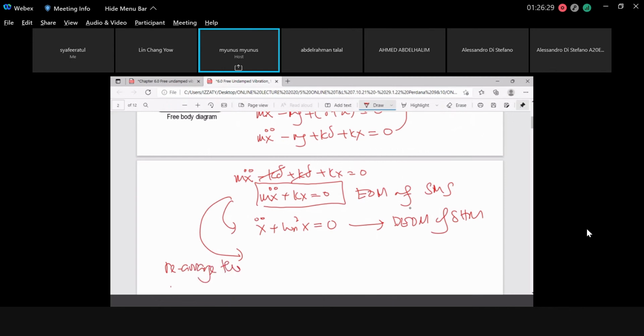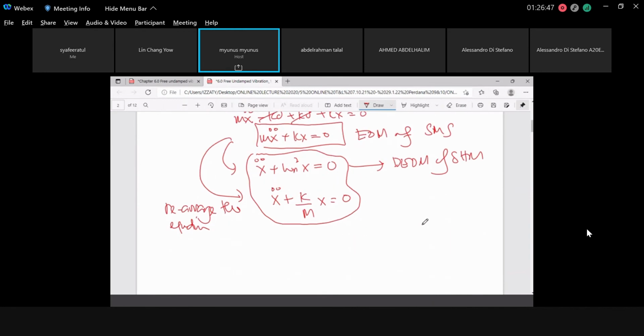How do you arrange the equation? This one, yeah? X double dot plus, bring the m under k, yeah? k over m x equal to 0. So these two equations now look alike, isn't it? Correct or not? The equations look alike. Okay, so one solution is by equating the equation of motion with the differential equation of motion of simple harmonic motion.